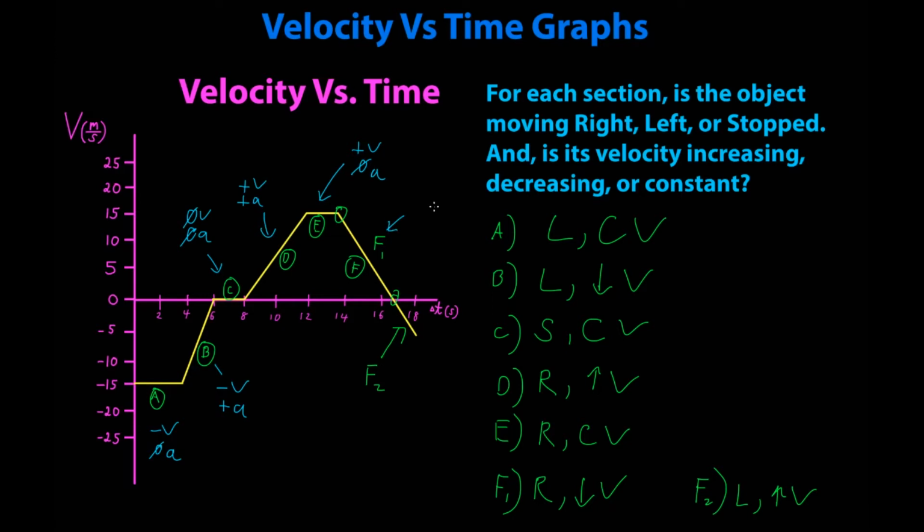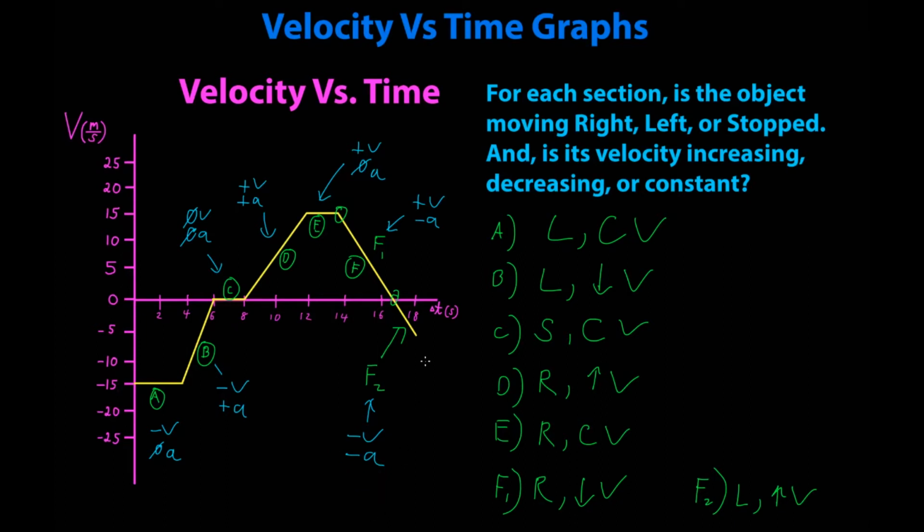For F1, I have a positive velocity and negative acceleration. Since the velocity and acceleration are in opposite directions, the object is slowing down, just like for B. For F2, I have a negative velocity and a negative acceleration. So since these two signs are the same direction, the object is speeding up in the negative direction.